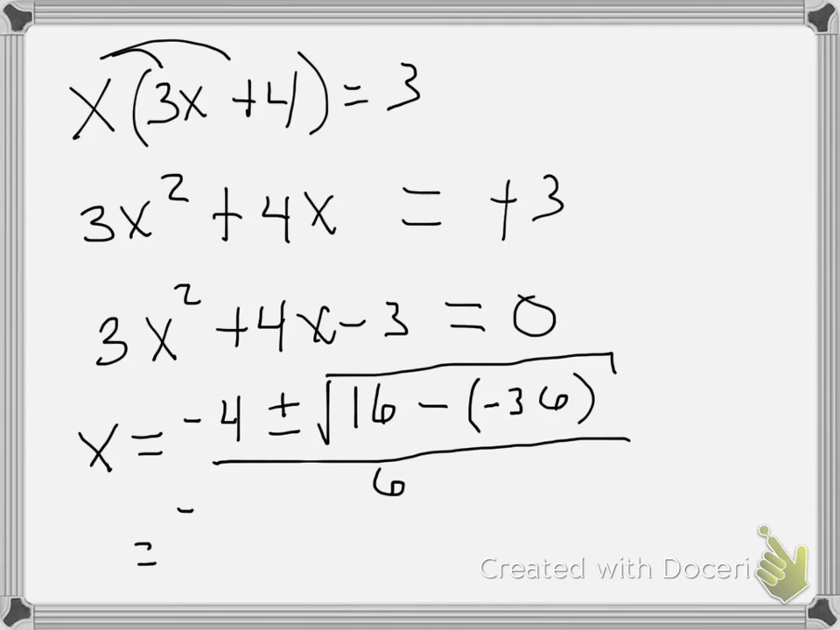Now that becomes negative 4 plus or minus, and that looks like the square root of 52 over 6. And that would be the answer. Okay? So there is our problem solved. Now, the next one, this is going to be a fun one.